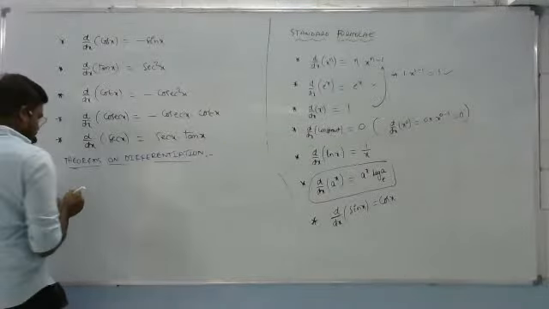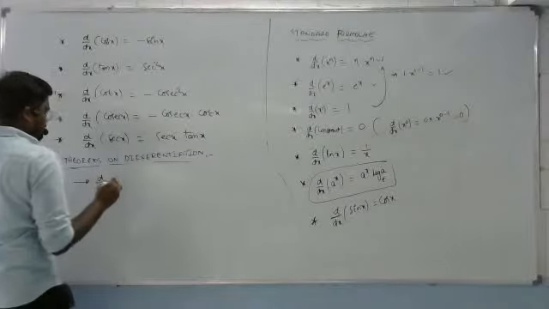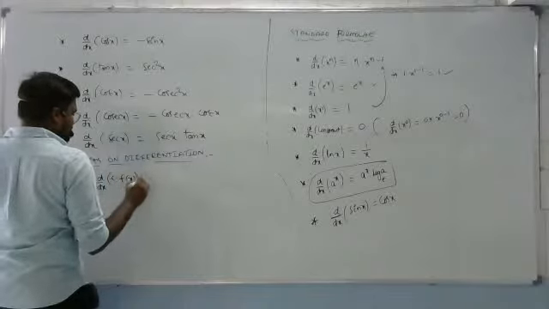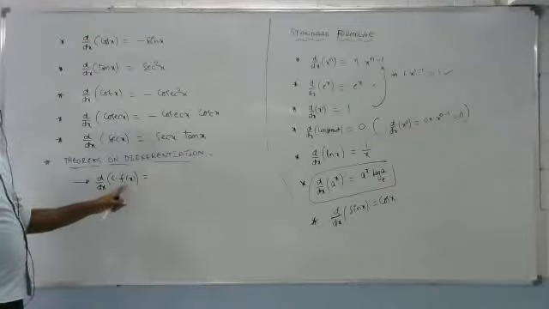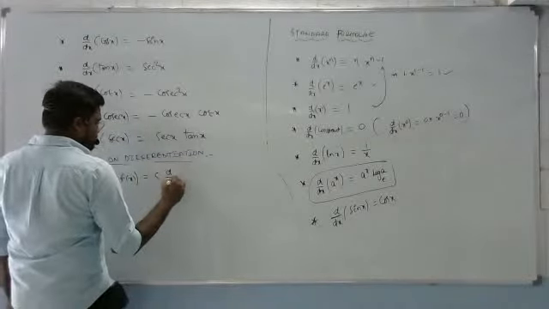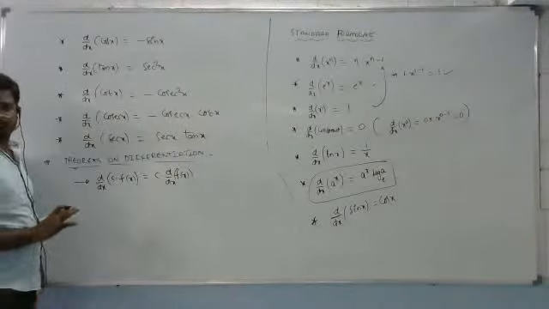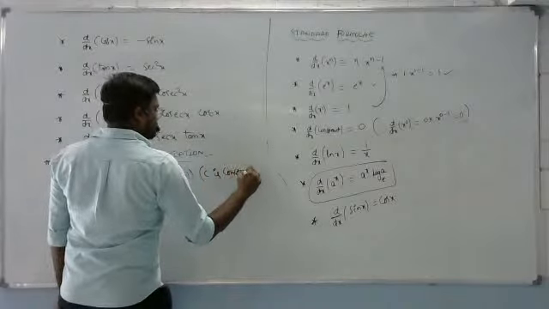First one, if I want to find out d by dx of some constant c into f of x. C is a constant into function f of x. I can write this constant outside, c into d by dx of f of x. Understood? Where c is a constant.